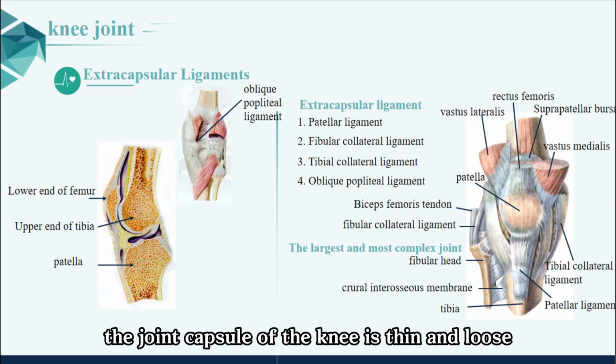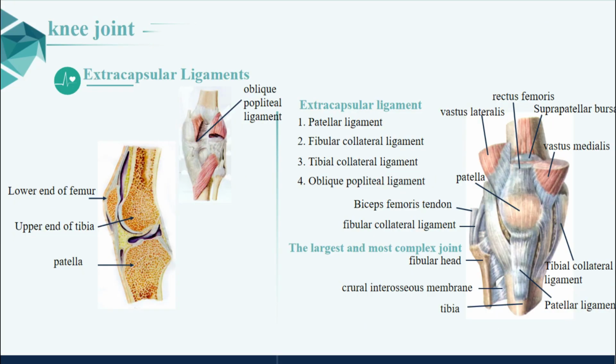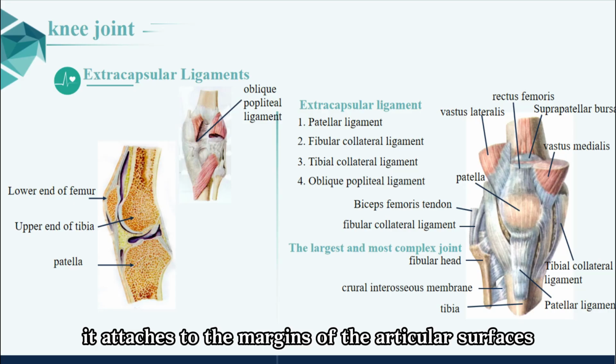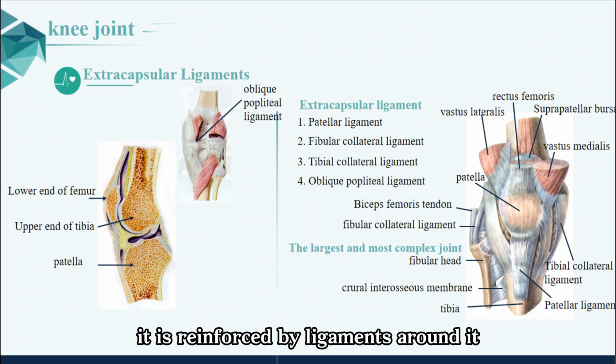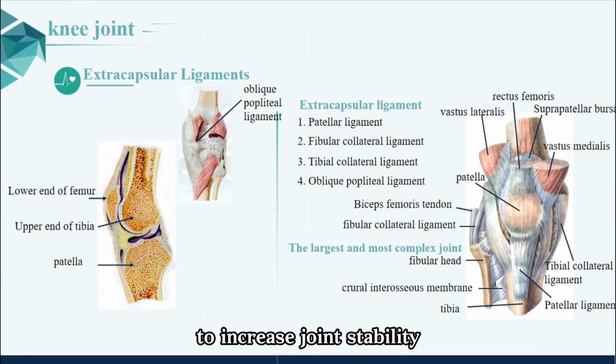The joint capsule of the knee is thin and loose. It attaches to the margins of the articular surfaces. It is reinforced by ligaments around it to increase joint stability. The main ligaments are: 1. The patellar ligament, which is the central fibrous band of the quadriceps tendon.